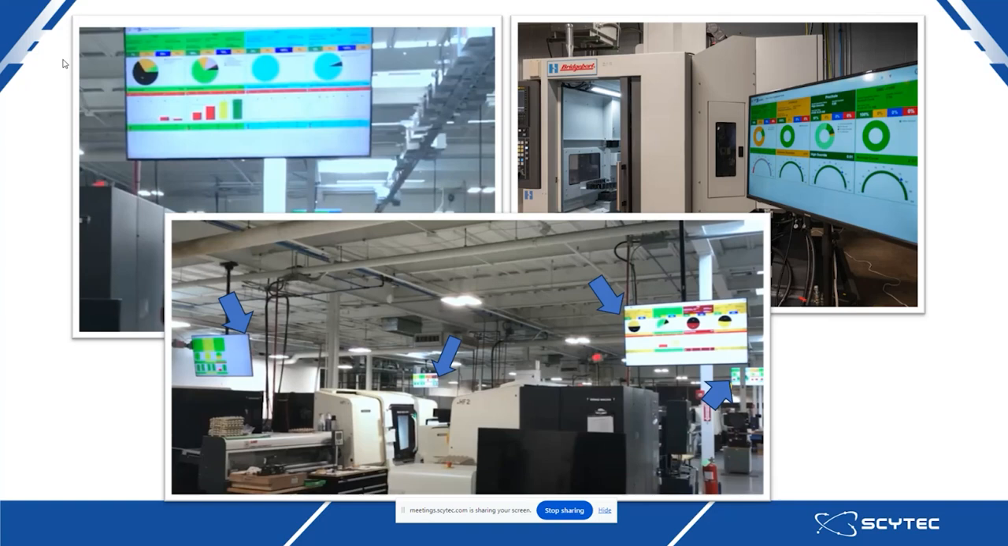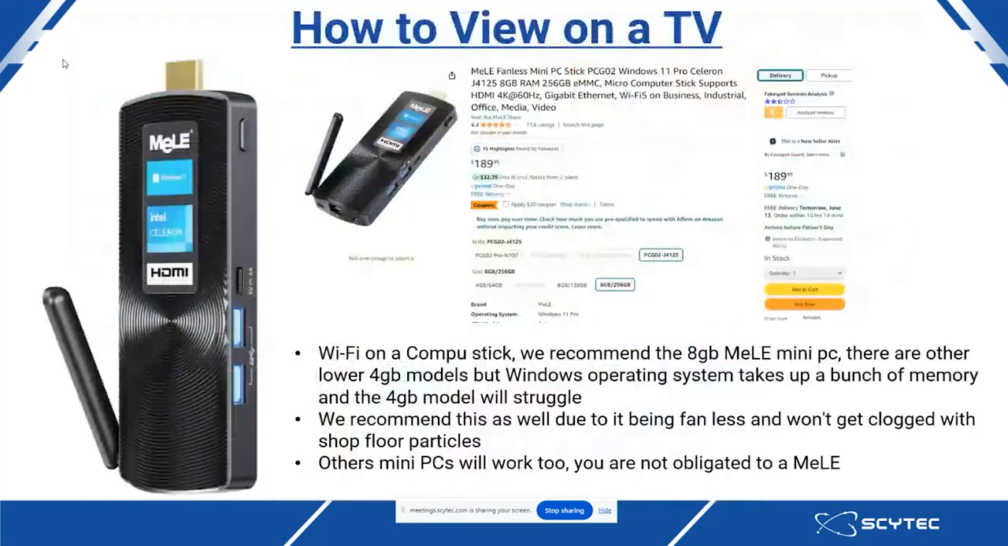I mean, on a shop floor, these can be miles long sometimes, very, very spread out. You can't just be around everything all the time. So that's where these viewing options come in, and how we actually view our browser-based reporting tool on these TVs is what you're looking at right here, which is a mini PC. These are very affordable.